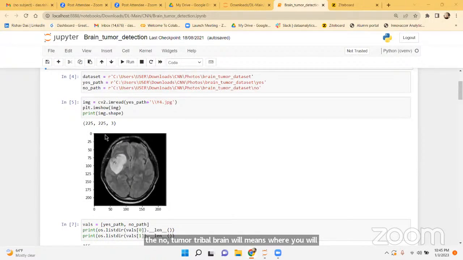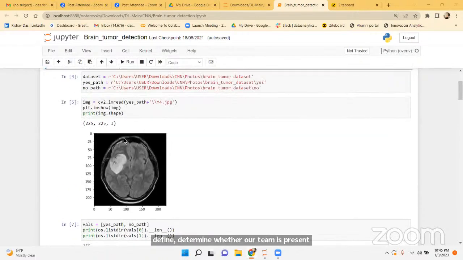Now, tumors are basically of two types. One is malignant, meaning cancerous. Another is benign, which is a non-cancerous tumor. But over a period of time, a benign tumor can get infected and turn into a malignant state. So a tumor can be of any type. Our objective is not to segregate between benign and malignant. Our objective is just to determine whether a tumor is present or not.